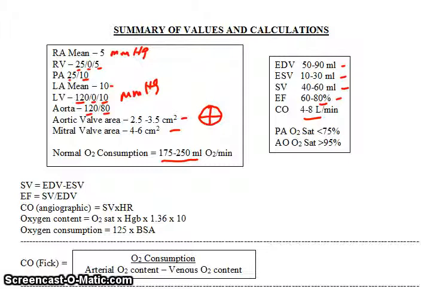Then I have listed the pulmonary artery saturation. Your normal is going to be less than 75%, and your normal aortic O2 saturation is going to be above 95%.